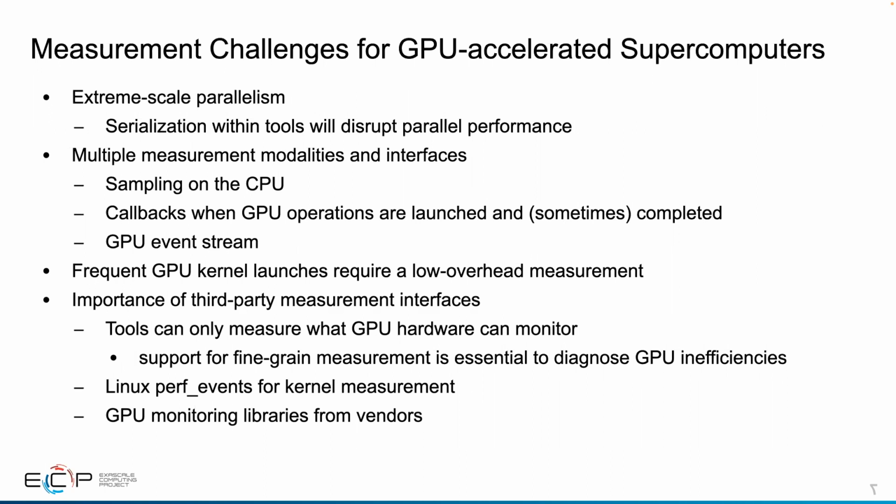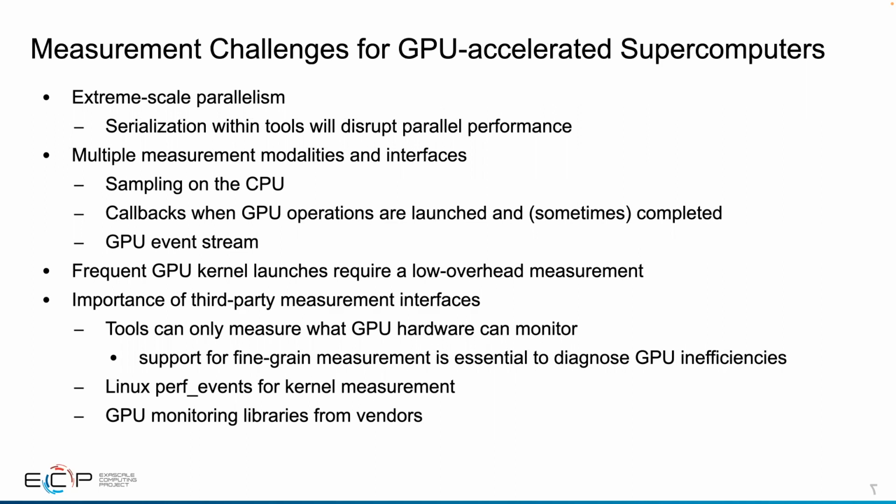Now, when we were just measuring CPU programs a decade ago, we could control the measurement overhead by controlling our sampling frequency. That is no longer the case with GPU accelerated applications, because we can't control how often your applications are calling GPU kernels. And because there can be so many kernel launches during a second, that means that we better be measuring them with low overhead.